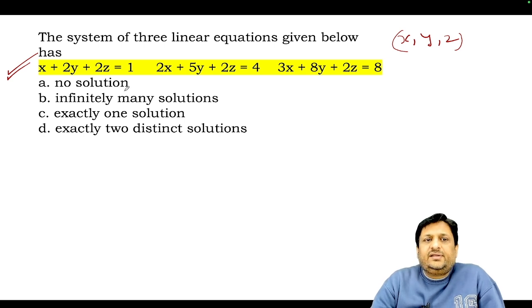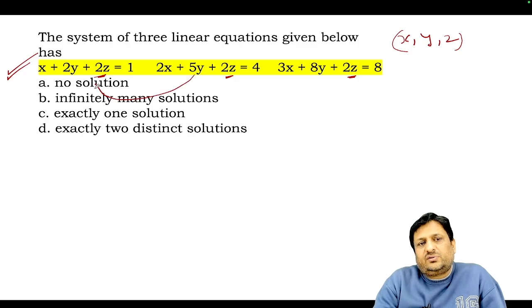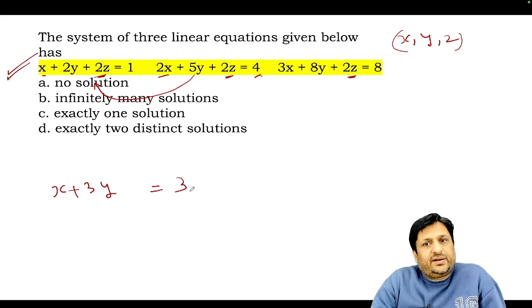So here we can easily eliminate z. Why? Because here the coefficient of z is 2, here also the coefficient of z is 2, and here also the coefficient of z is 2. So let me subtract the first equation from the second equation. Why am I subtracting the first equation from the second equation? Because when I subtract 1 from 4, I will get 3. The right hand side will be 3. So 2x minus x will give me x, 5y minus 2y will give me plus 3y. z will get eliminated, and this is the equation I am getting.